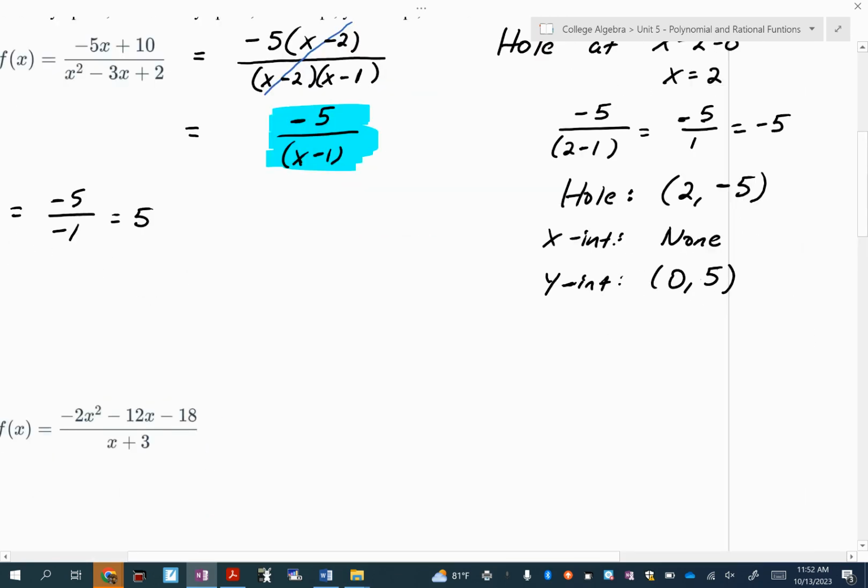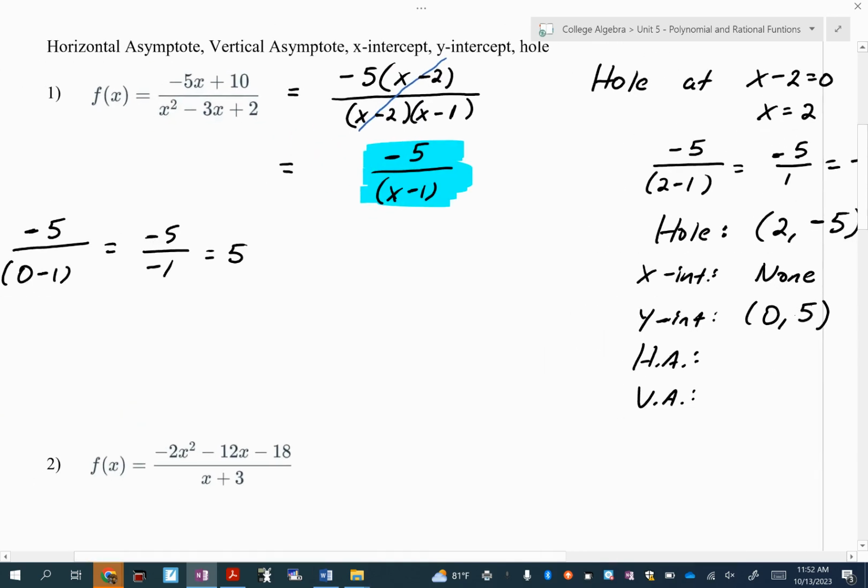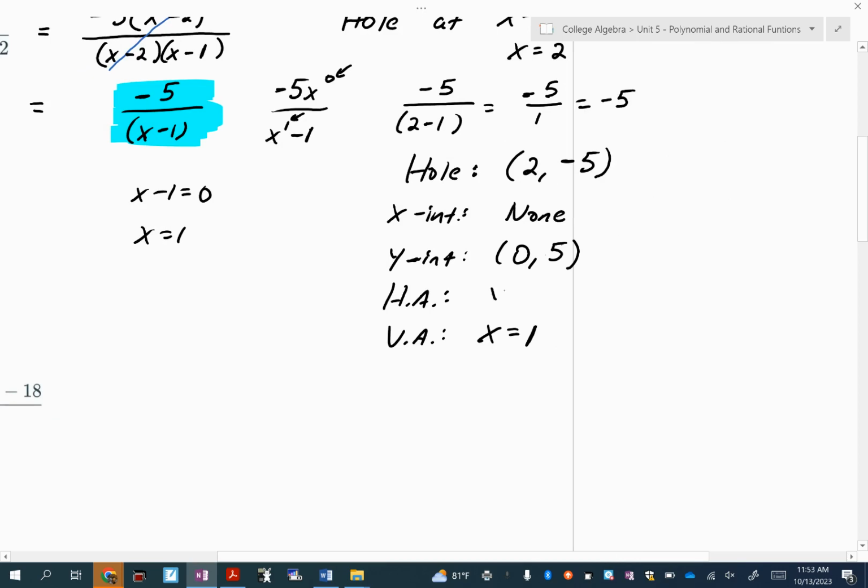And then for the horizontal and vertical asymptotes, I think vertical are a little bit more straightforward. You set the denominator equal to 0. That's x equals 1 for the vertical asymptote. And for the horizontal asymptote, this is really like -5 times x to the 0 power, and this is x to the first power. If I look at the degree of my numerator compared to the degree of my denominator, the degree of my numerator is less than the degree of my denominator. So my horizontal asymptote is the same as the last one, which is y equals 0.